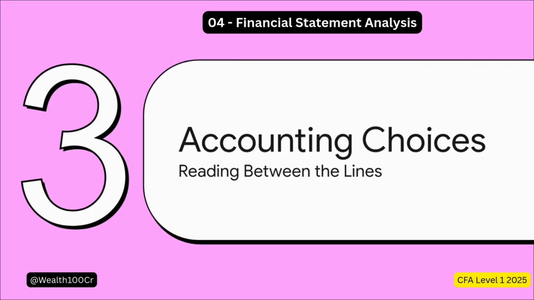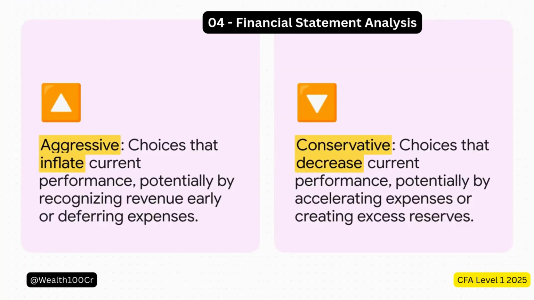Now let's zoom in on that gray area. This is where things get really interesting, because even when a company is technically following all the rules, managers can still make biased accounting choices. This is where we learn to read between the lines. Managers can lean one of two ways, aggressive or conservative.